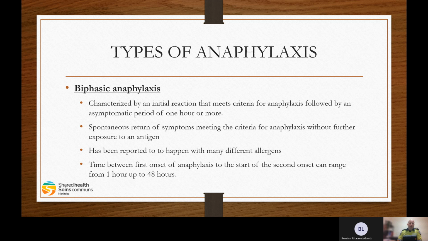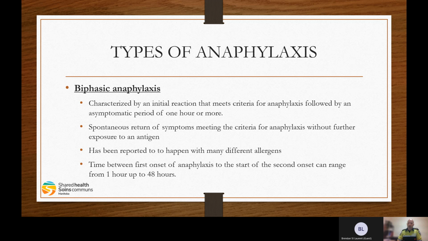Next one is biphasic anaphylaxis. This is more common than protracted anaphylaxis, and this can happen in both adults and children equally. It's not limited to one specific age demographic. Biphasic anaphylaxis is characterized by an initial reaction that meets criteria for anaphylaxis followed by an asymptomatic period of 1 hour or more. Then there is a spontaneous return of symptoms, meaning criteria for anaphylaxis without further exposure to antigen.